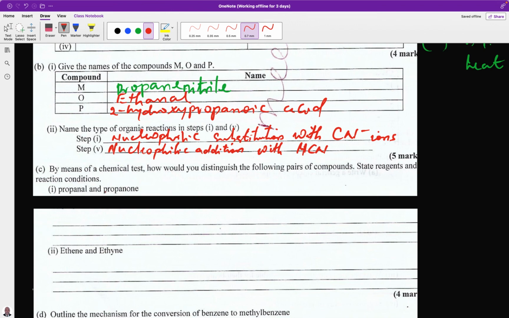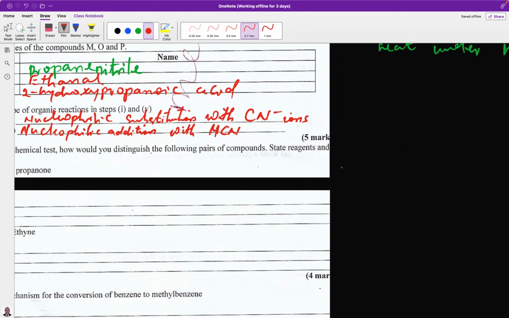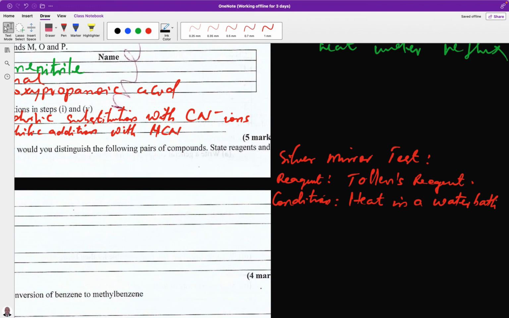State reagent and reaction condition. Here is the silver mirror test. The reagent here is Tollens' reagent. And our reaction condition is heat, in a water bath. You have to heat in a water bath.